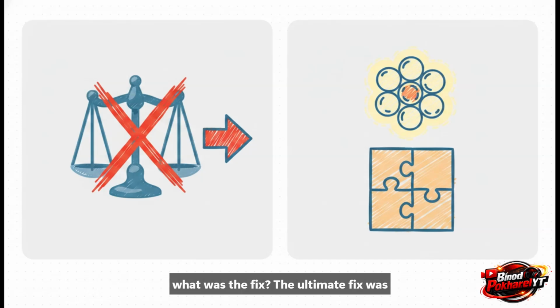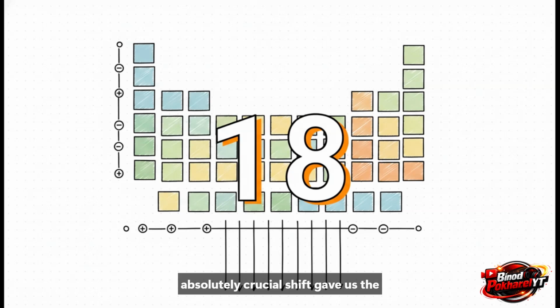The ultimate fix was introduced by a scientist named Henry Moseley. He realized the foundation of the table was just slightly off. By shifting the organizing principle away from atomic mass and instead using atomic number, which is just the exact number of protons in an atom's nucleus, everything just clicked into place. This modern law elegantly solved the isotope issue, because isotopes of the same element always have the same atomic number, meaning they perfectly share a single spot on the table. Problem solved. This absolutely crucial shift gave us the pristine, logical structure we use today.